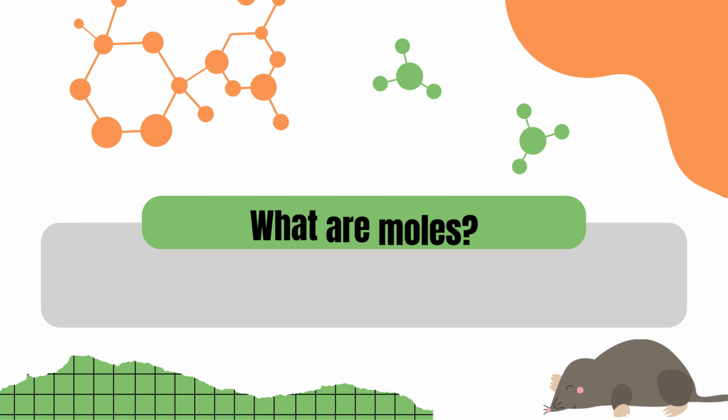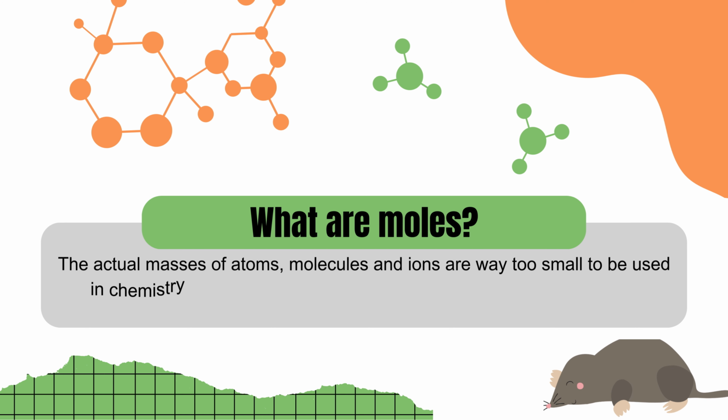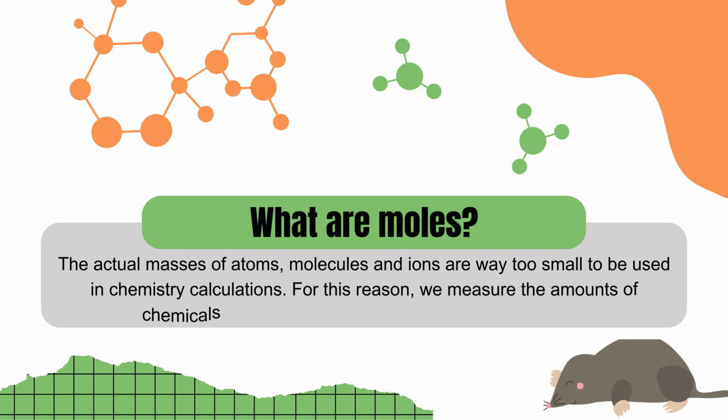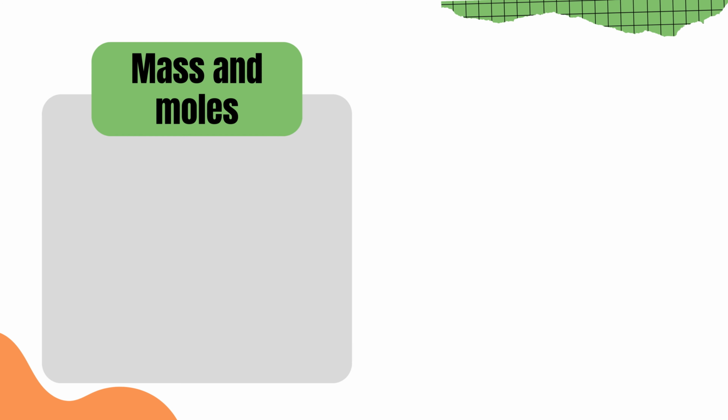First of all, we will study what are moles. The actual masses of atoms, molecules and ions are way too small to be used in chemistry calculations. For this reason, we measure the amounts of chemicals in moles. The mole is a unit, its symbol is mol. Second, we will study the relationship between mass and moles.